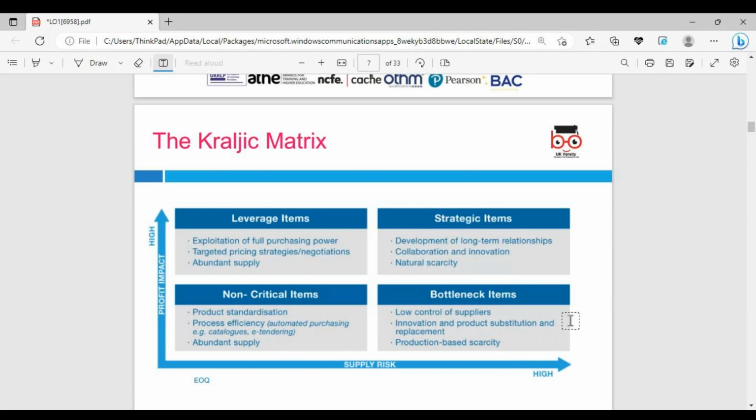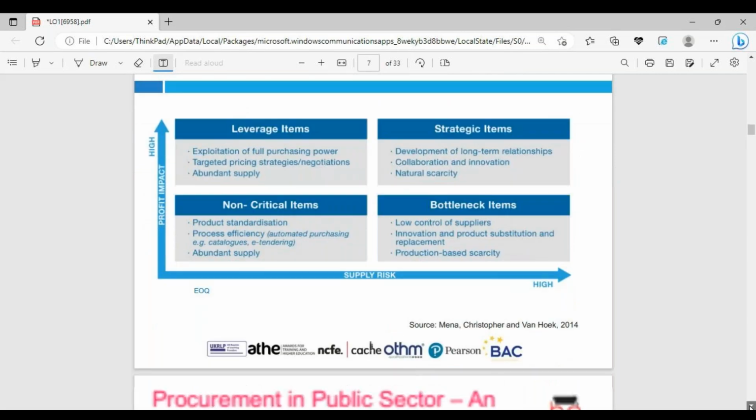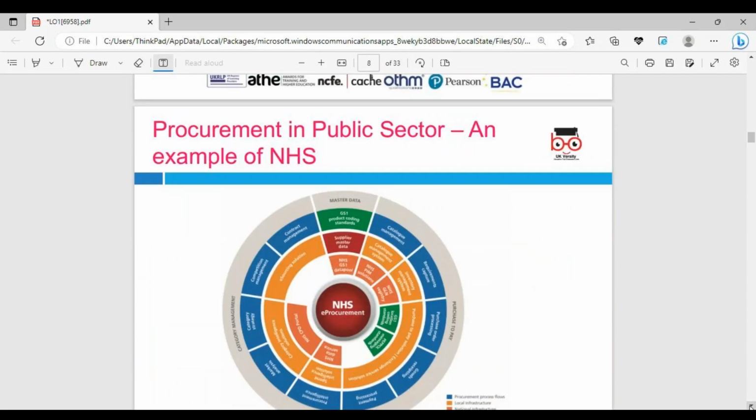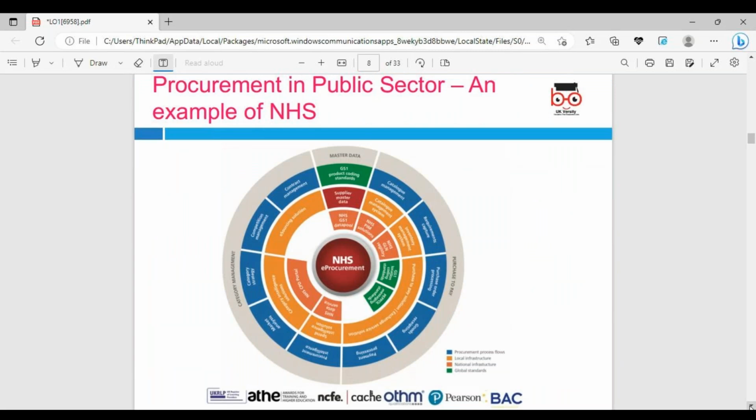All we are looking at is high and low. If the profit impact is high, it can impact our profit; if it's low, our profit can fall.